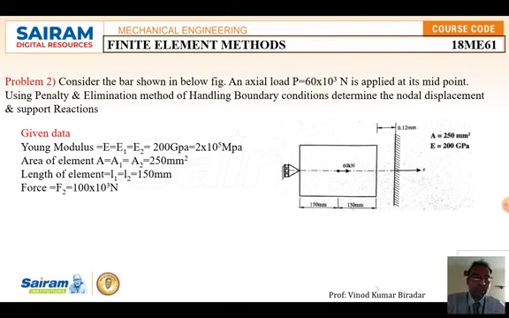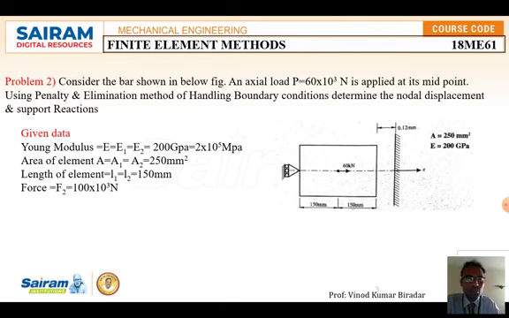The main difference between the penalty method and the elimination method is this: in the elimination method, for the known values we delete the respective row and column. In the penalty method, we add a large value, that is a large constant C, to the known values, and then we solve for the displacements, strains and the reaction at each support.